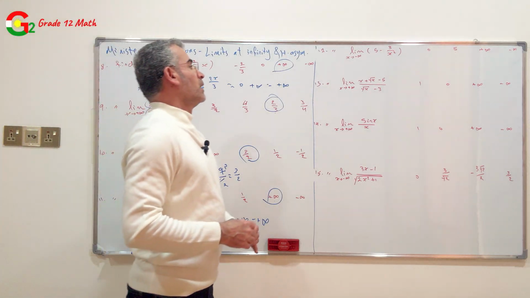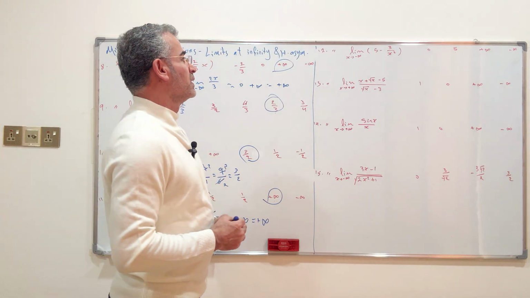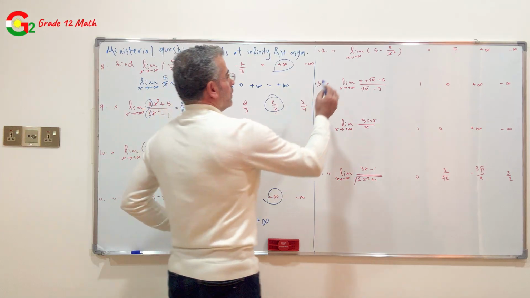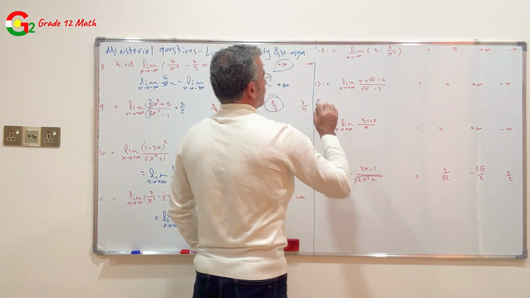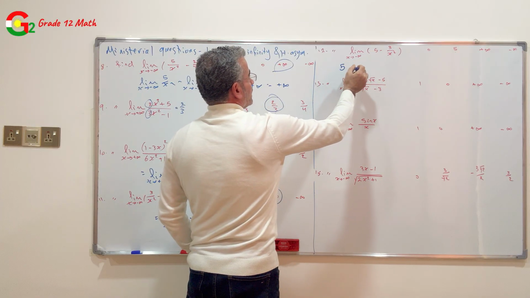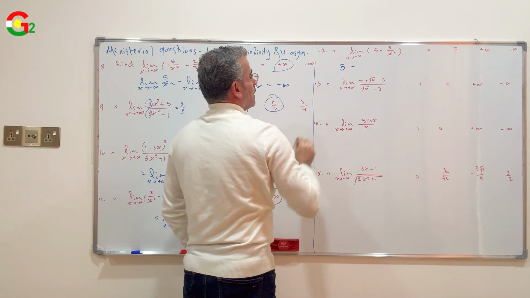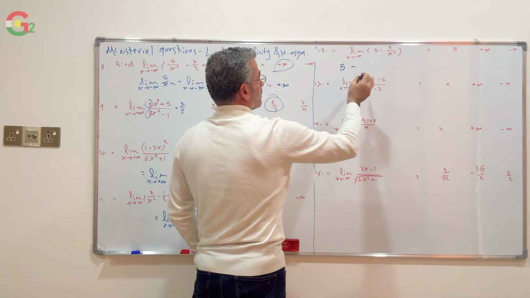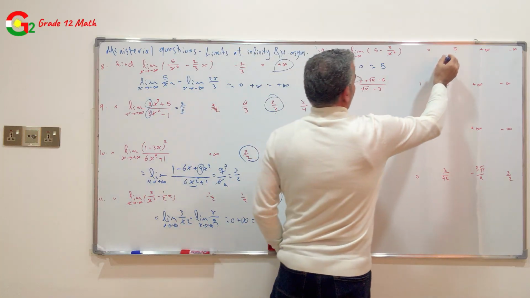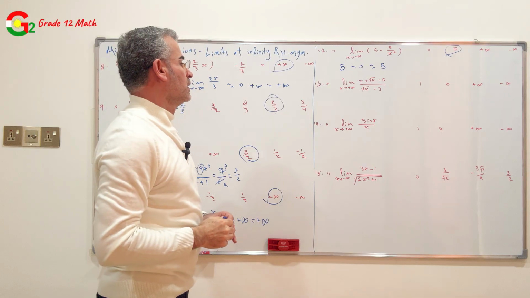Choice C. Question number 12. Find limit as x approaches negative infinity of 5 minus 3 over x power 2. When x approaches negative infinity, the constant stays the same constant, and 3 over x power 2 over negative infinity is 0, so 5 minus 0 is 5. The answer is 5. Choice B.